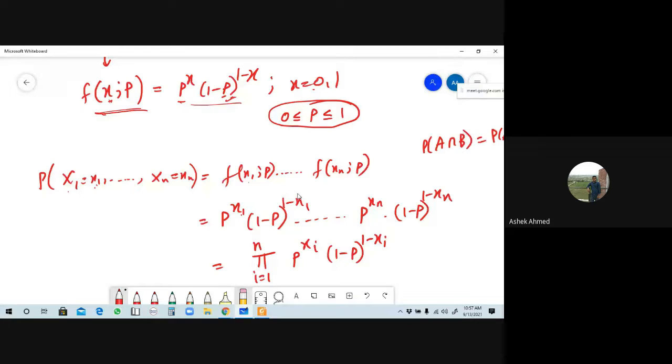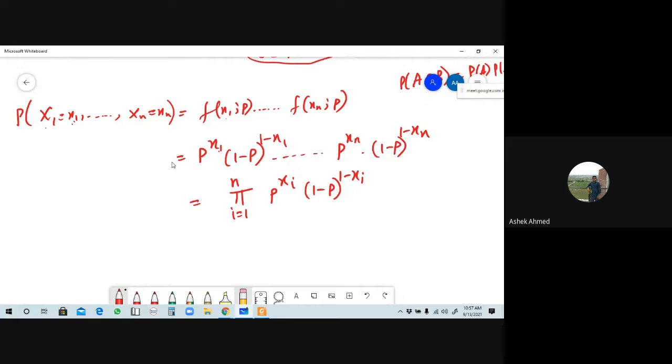Okay, so now note that this represents a product form. Or we can write it shortly as the product for i equals 1 up to n of f of xi semicolon p. This is also written that way, so it depends on you how you want to write it. You can write this or this, it depends on you.